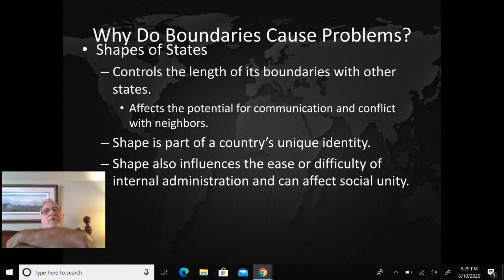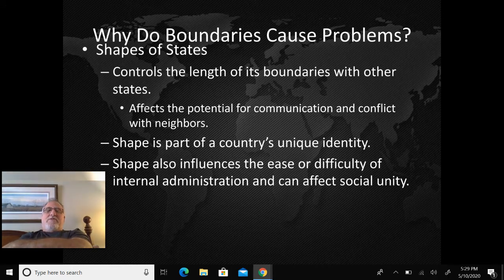A shape can become part of a country's unique identity. Again, Italy's a boot. I always see Italy as a boot. When you think about what countries just have a shape that is so unique that you know them without any hesitancy, like Chile. I mean, you just know it.